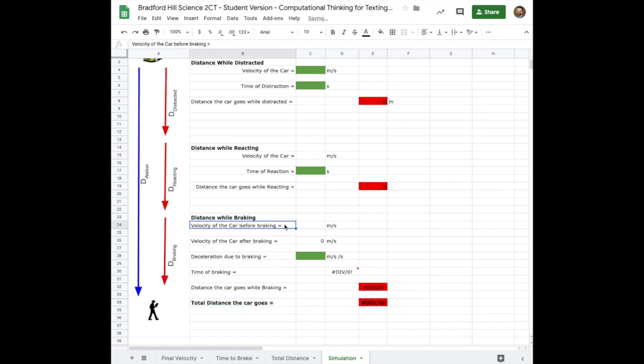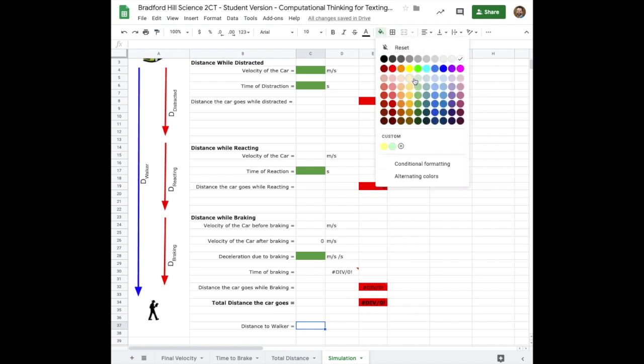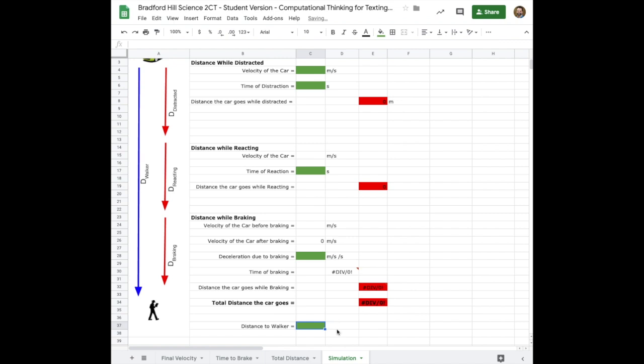I also want to right justify this. And I'm going to go a little bit lower because I know I'm going to put in the distance to the walker. So I'll go up and right justify everything so it looks good. And then here I'll put distance to walker. And that is going to be an input depending on the situation, and that is in meters. And now I realized I left off some meters on my distances over here as well. So let me go back. And the time of braking, that was in seconds.